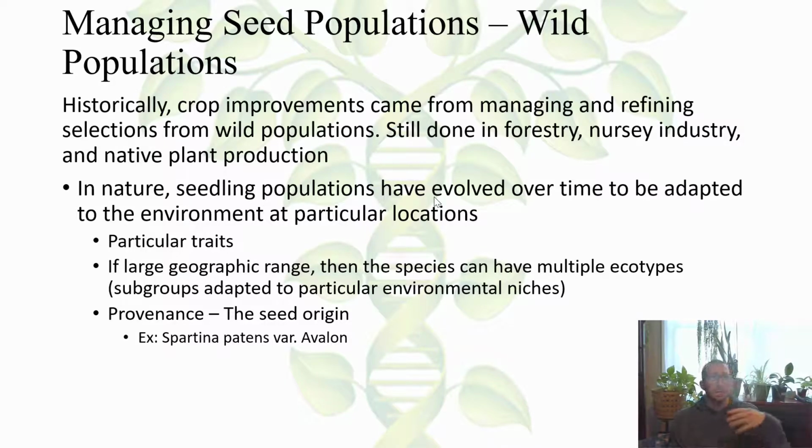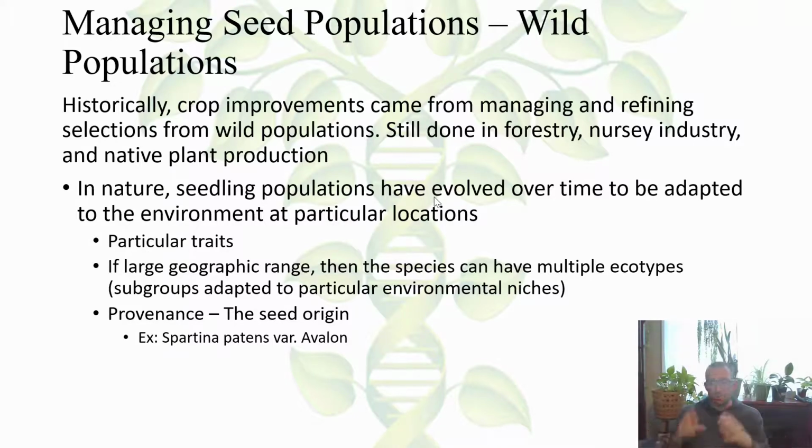So what this is based on is that in nature, seedling populations have evolved over time to be adapted to the environment in which they're found at particular locations, right? We refer to this as like an ecotype. So essentially you can have a plant that has a huge range, maybe across the United States, but in each local region, it gets local adaptations to that climate or the particular environmental characteristics there.